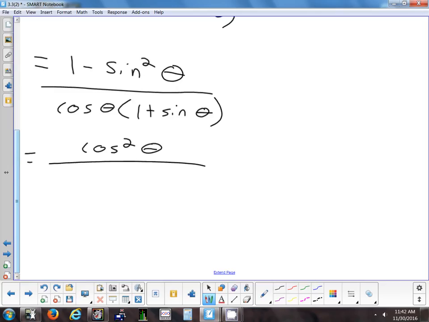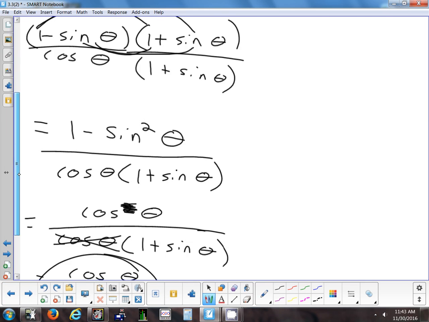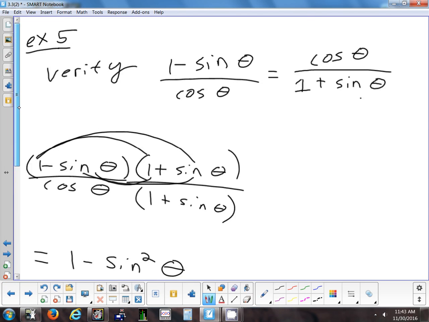So I have cosine squared in the top, and I have cosine times 1 plus sine in the bottom. What do the top and bottom have in common now? How many cosines are in the top? 2. How many in the bottom? 1. So I can cancel 1 from here and 1 from there. Right, so I canceled 1 from the top and the bottom. So I'm left with cosine in the top and 1 plus sine in the bottom, which is exactly what they wanted me to get.